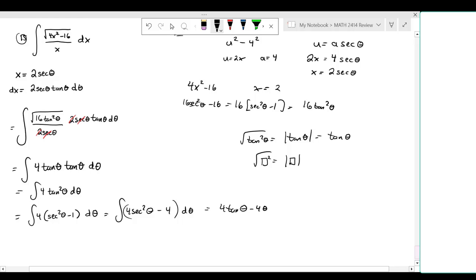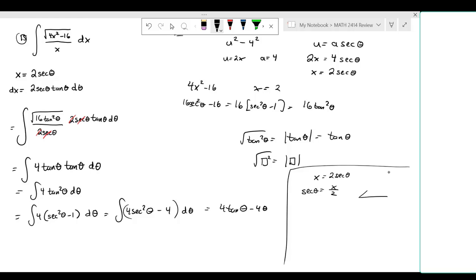So we probably want to write the answer in terms of the original variable x. Towards that end, we use our original trig substitution. Secant theta is x over 2. So I guess since cosine is adjacent over hypotenuse, secant would be hypotenuse over adjacent. So we can consider the x as the hypotenuse and 2 as the adjacent side relative to theta. Awesome.